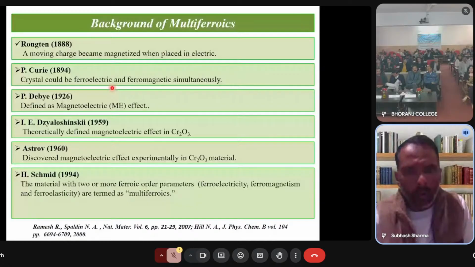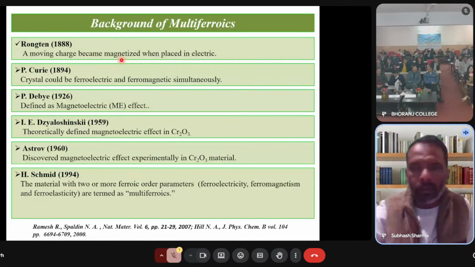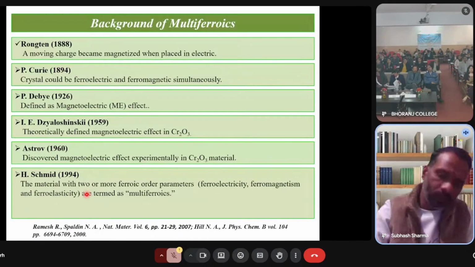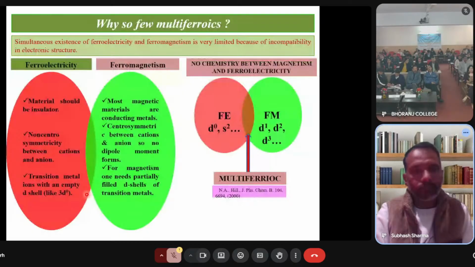This is just how the journey started for multiferroic. It started from Lorentz 1888, a moving charge becoming magnetized, followed by Pierre Curie, Debye, and Landau, who theoretically defined the magnetoelectric effect in chromium oxide, then Astrov experimentally, then the proper definition given by Schmid in 1994.